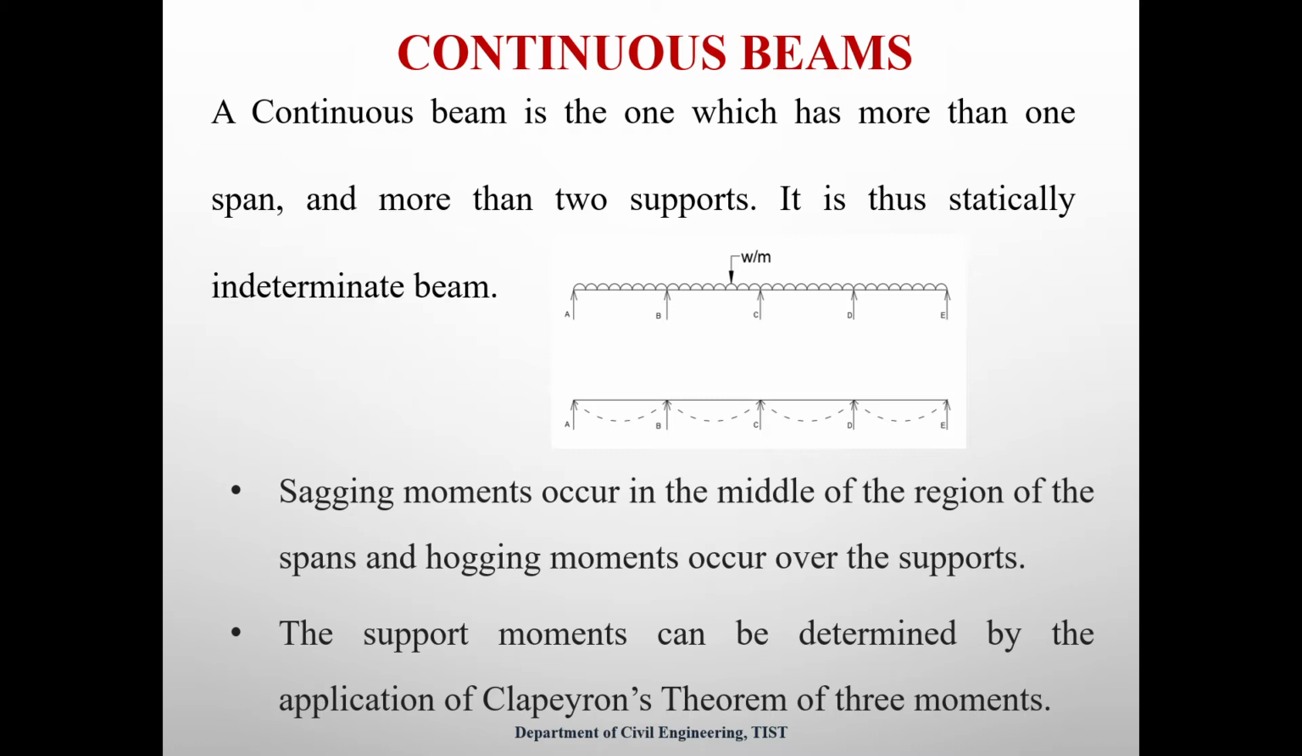as a statically determinate beam. If you are considering a continuous beam like this, subjected to an external loading, sagging moments occur in the middle region of the span and hogging moments occur over the supports. This hogging moment over the support, that means the support moments, can be determined by the application of Clapeyron's theorem of 3 moments.